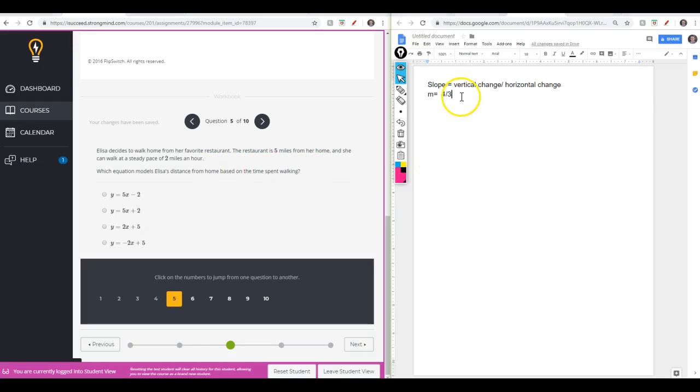Okay, so the first question I would ask myself is, what is being represented by the slope? What is being represented by the y-intercept? So another way I would word this is, slope is what is changing? What will change? Since this says based on the time spent walking, what will change as time walking goes on?